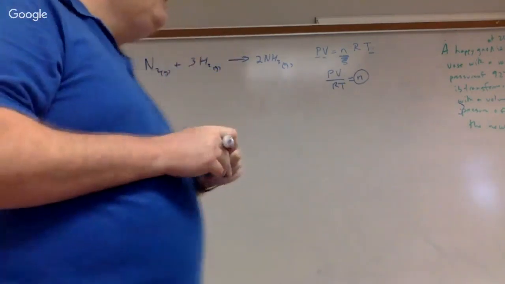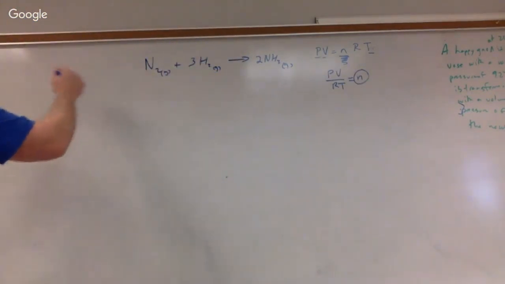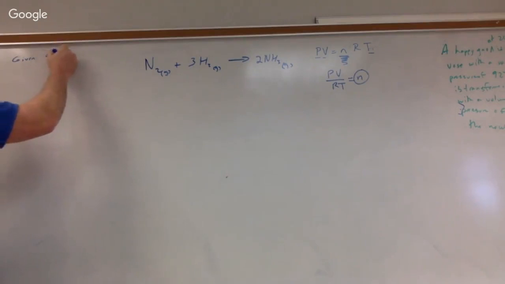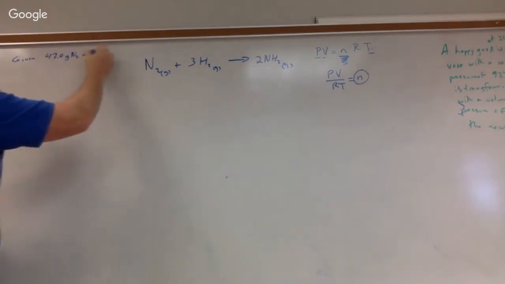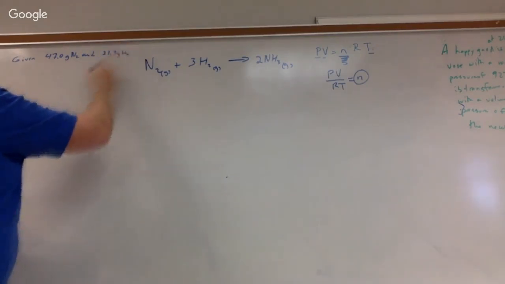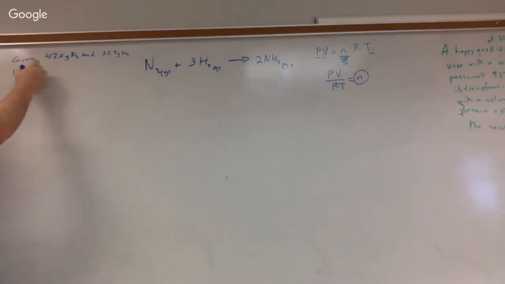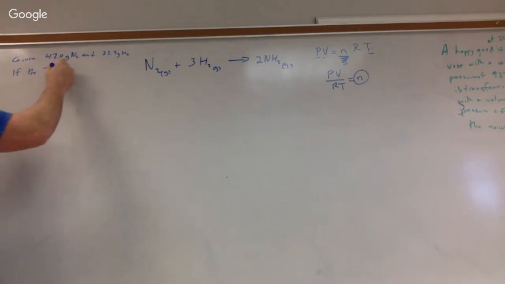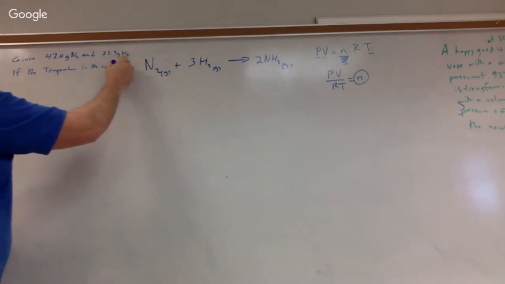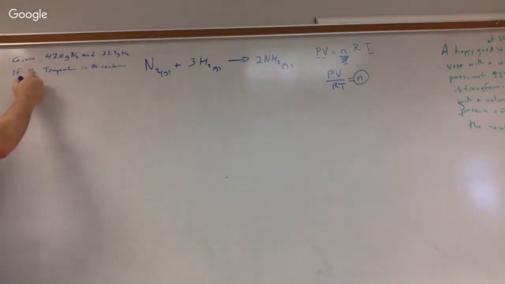And I'll show you how this works. So the problem with this equation is going to be given 47, please write this down, it will really help, grams N2 and 21.3 grams H2, if the temperature in the container is 20.0 degrees Celsius.